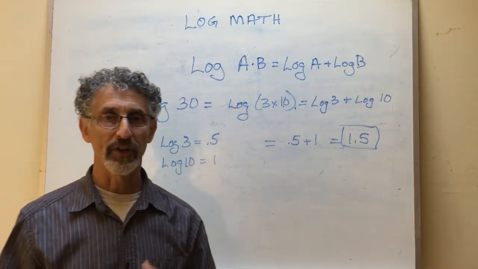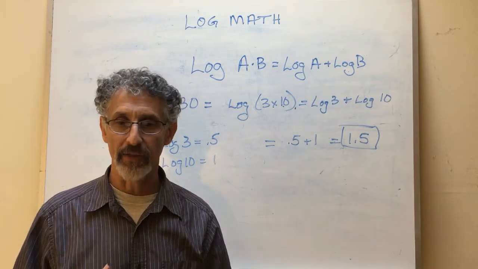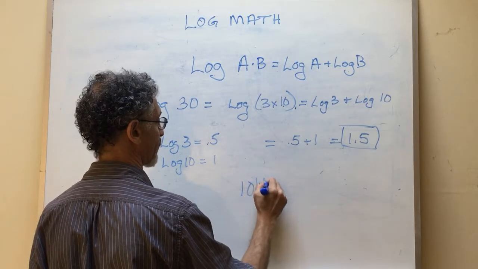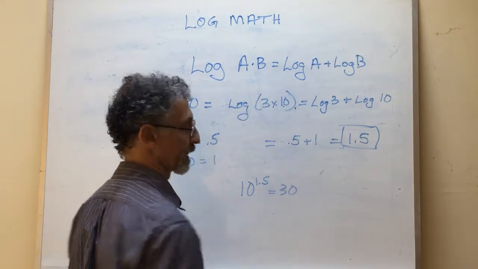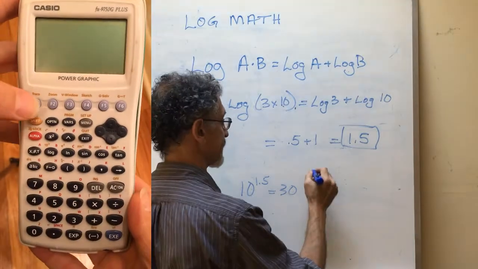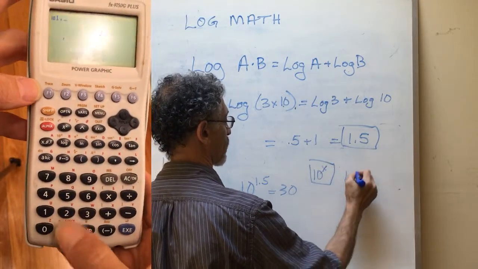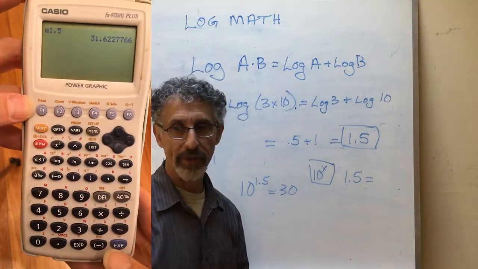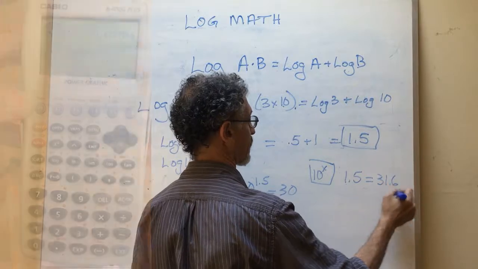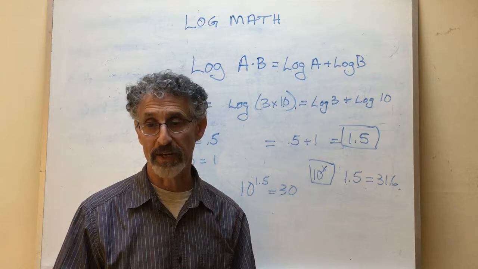So again, when we do logs, when we are multiplying regular numbers, we're adding the logs. And what does this mean? This means that 10 to the 1.5 equals 30. If you check that with your calculator, you'll use the 10 to the x key and put in 1.5, and your answer with the calculator will be 31.6, which is close to 30. Again, we said we're using rounded numbers and they're approximations, so this is good.